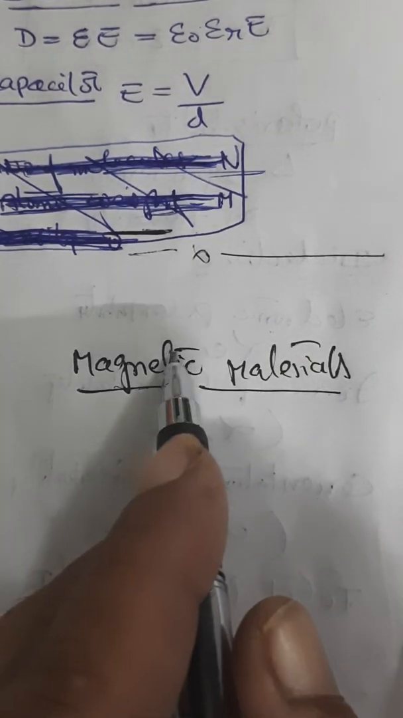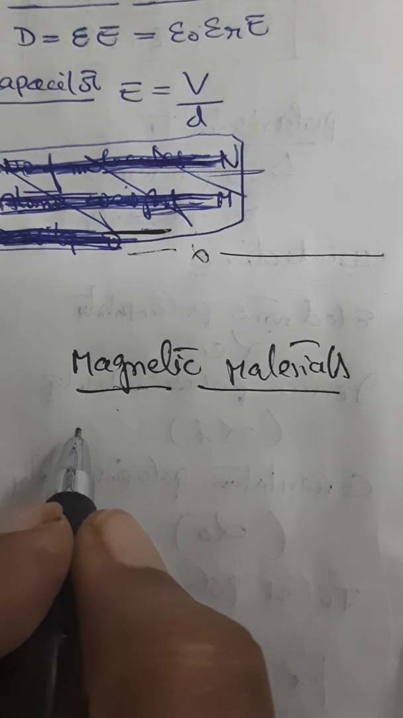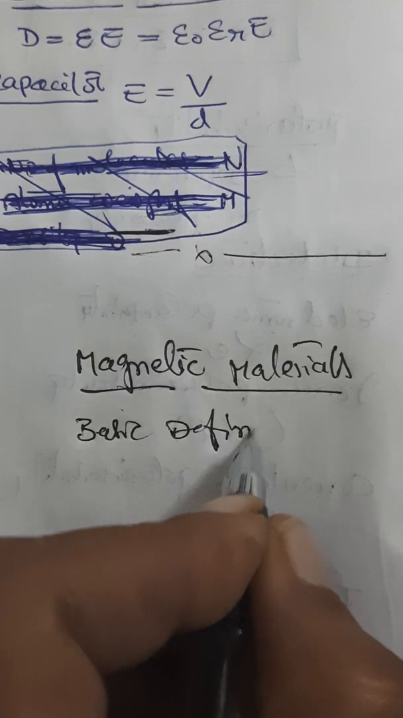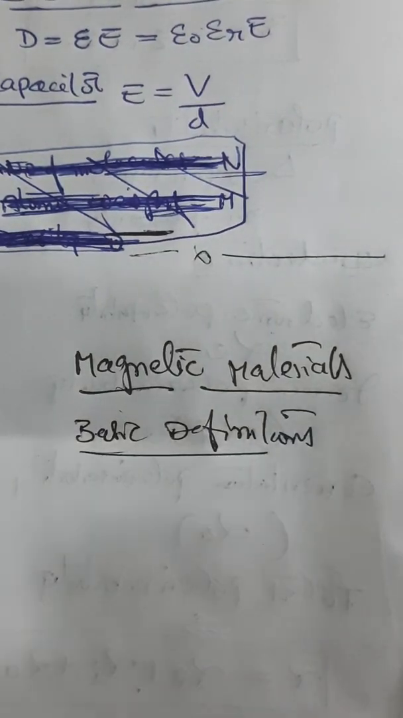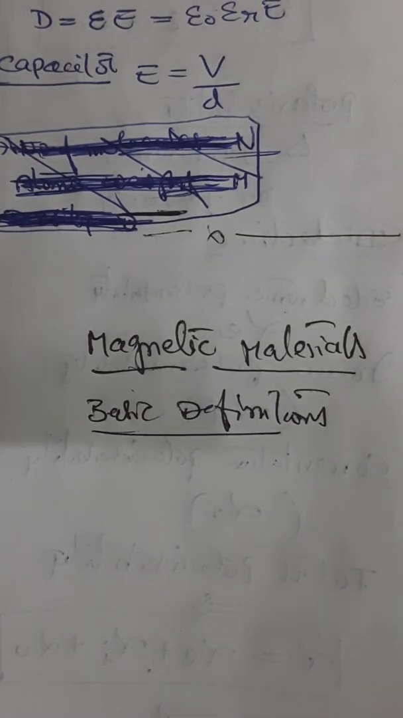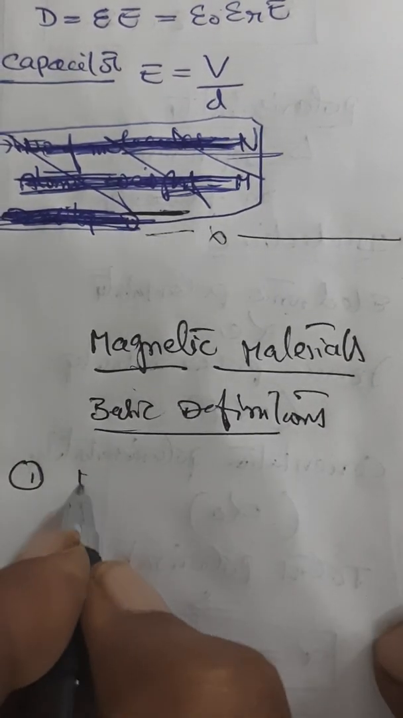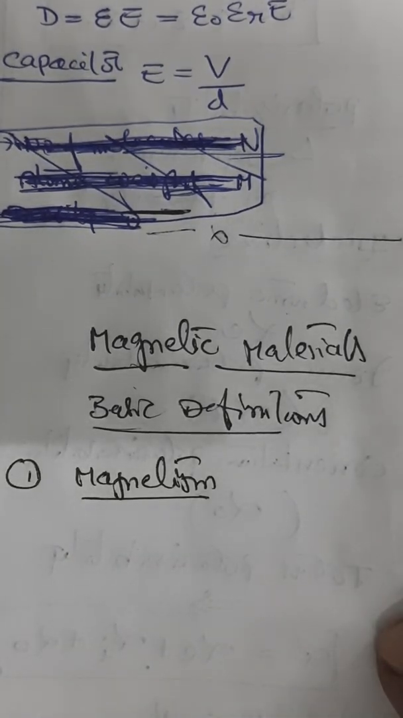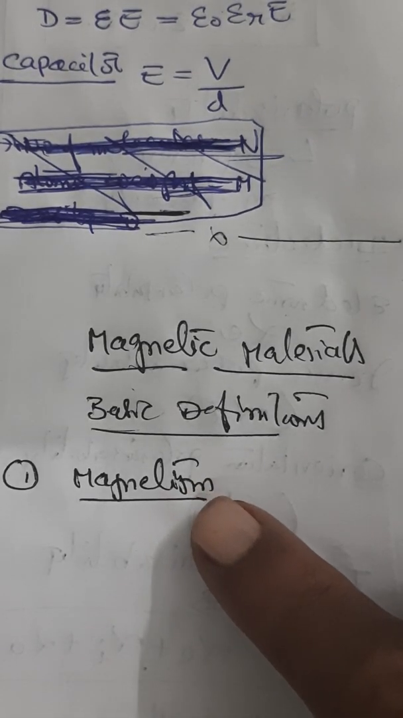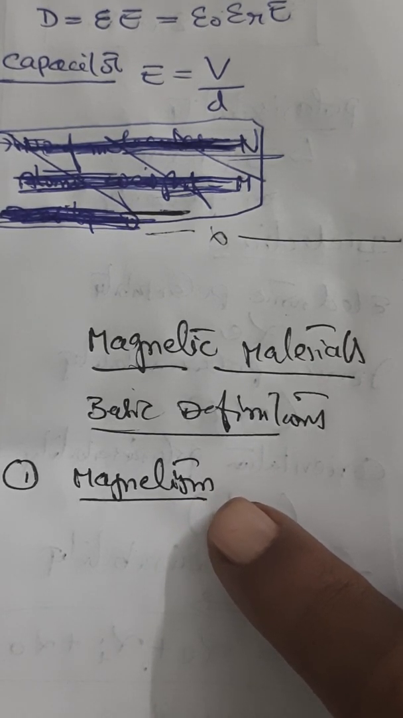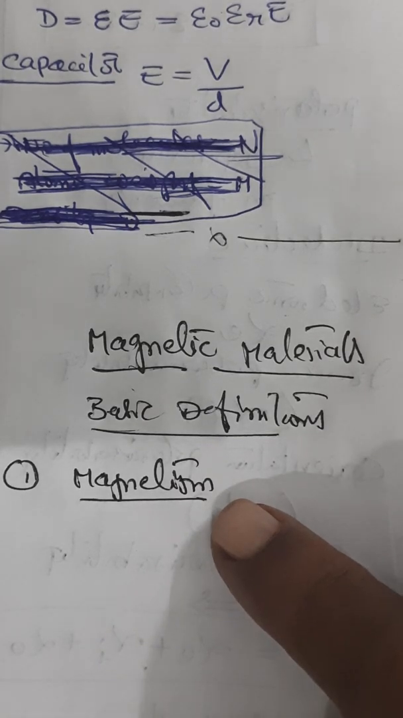Now, before understanding further about magnetic materials, just like in the case of dielectrics, let us look at some of the basic definitions we need to understand. One is called magnetism. What is magnetism? It's a very simple one. The attracting property exhibited by a magnet is known as magnetism.